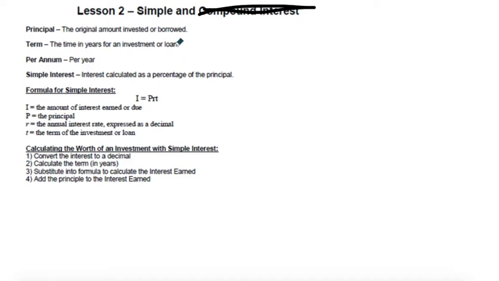So today's lesson is going to be on simple interest. Your title might say simple and compound interest, but we're strictly just going to deal with simple interest today. So some key terms that you're going to need to know are principal, which is the amount of money you originally invest or borrow. Term is the time in years for an investment or a loan. And per annum is per year.